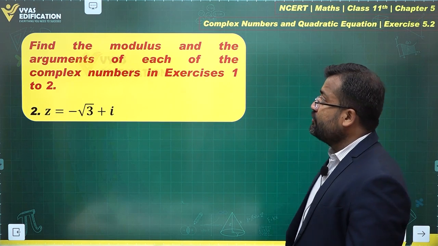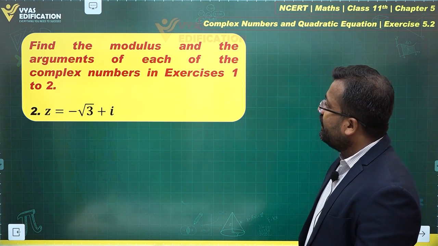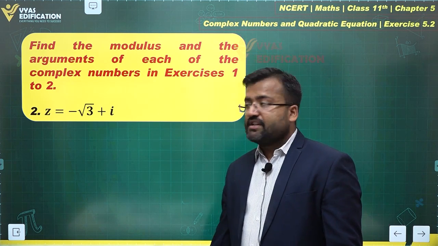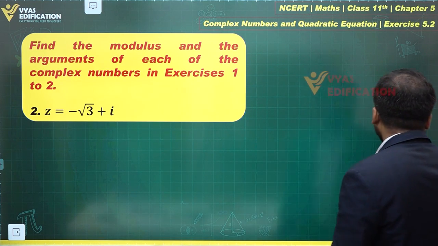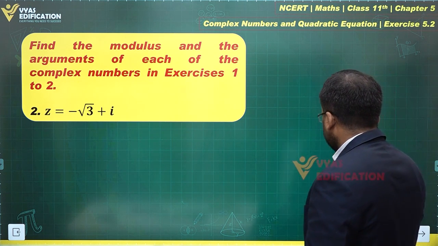Let us take a look at this question. Find the modulus and argument of this complex number. So we have a complex number over here once again, and minus root 3 plus i is this complex number. Let's try to find the modulus and argument.